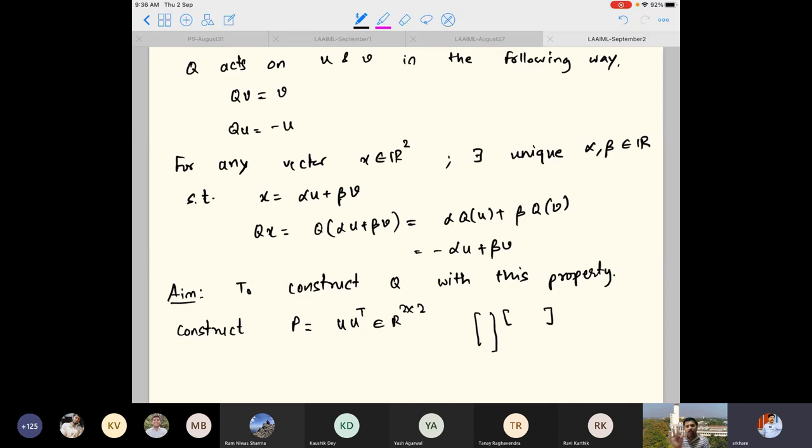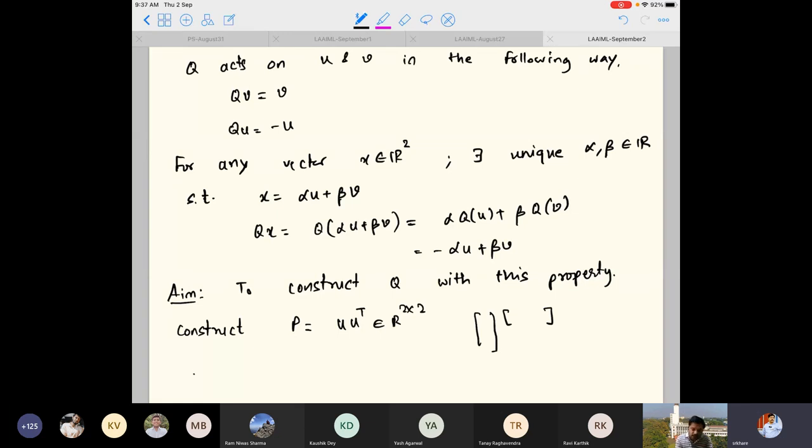Okay, so clearly P is not the candidate we are looking for, because P is a rank 1 matrix. We wanted to construct an orthogonal matrix. The orthogonal matrix is an invertible matrix, obviously, because the columns are linearly independent, in fact orthonormal. So P is not a candidate. But why did I construct P?